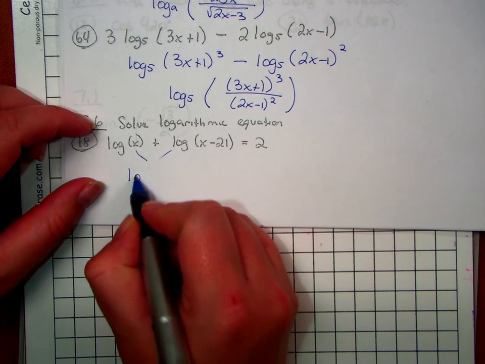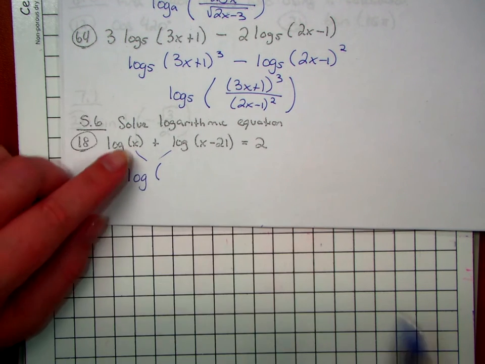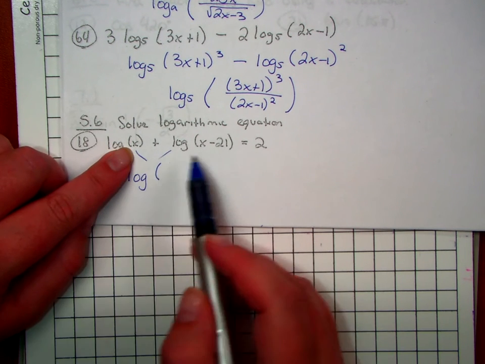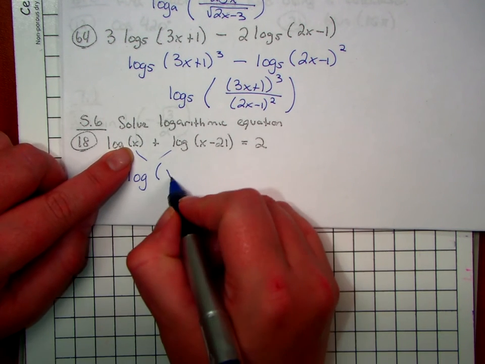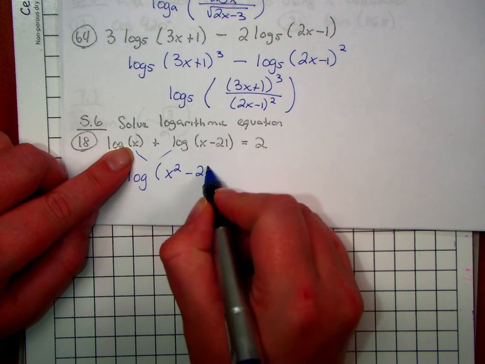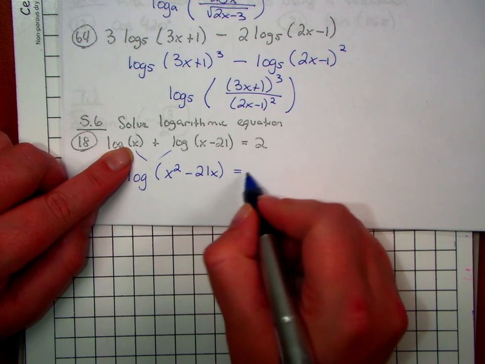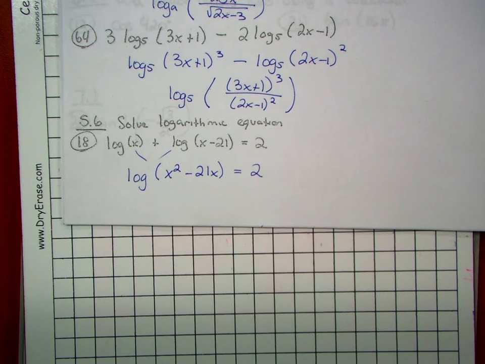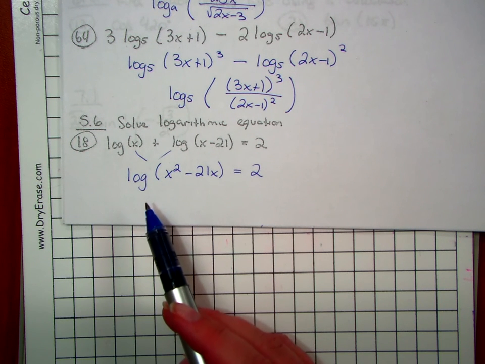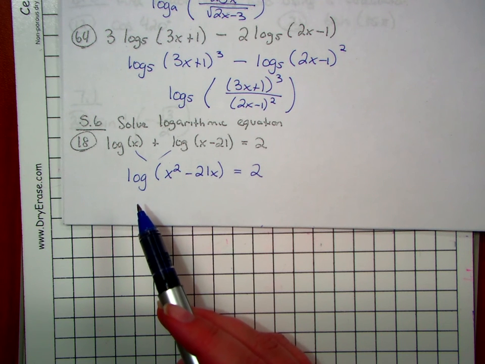So I'm going to combine the 2 logs together. If I multiply x times x minus 21, I'm going to get x squared minus 21x, right? So you have to get them into 1 logarithm before you can cancel. Now, we need to cancel the log. So we need to raise it by the exponential of the same base.